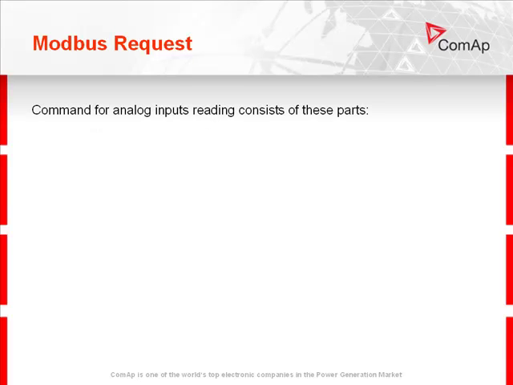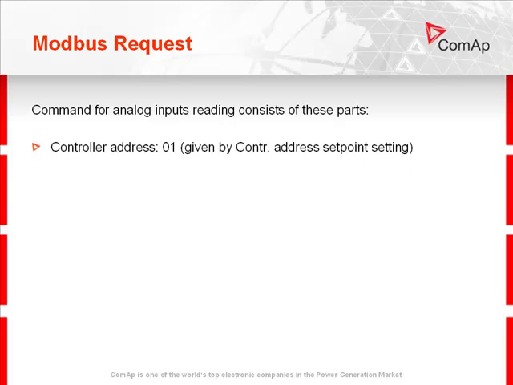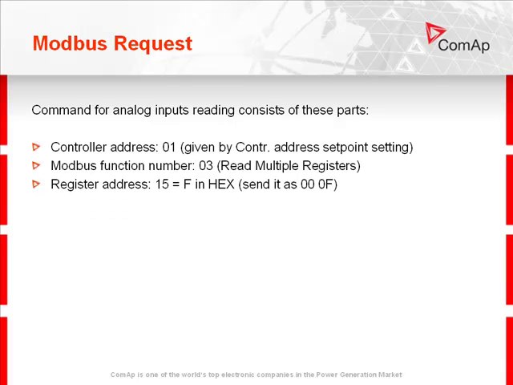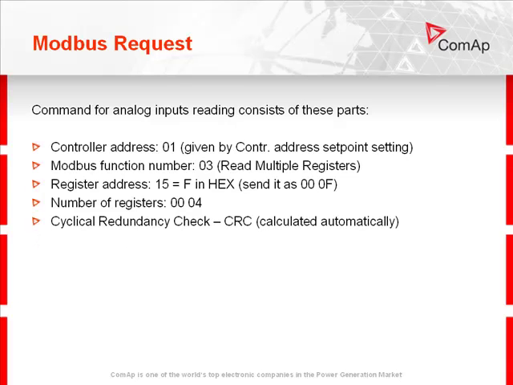The command for analog inputs reading consists of these parts: control address, Modbus function number, register address, number of registers, and cyclical redundancy check. The complete request is: let's read control analog inputs now.